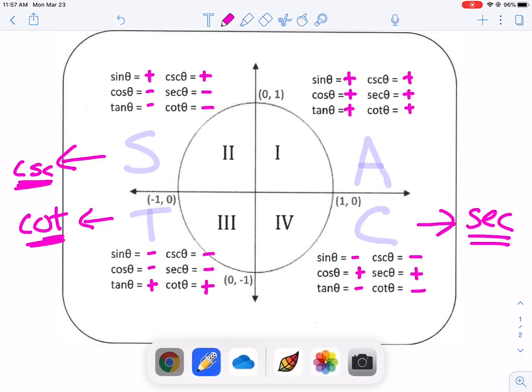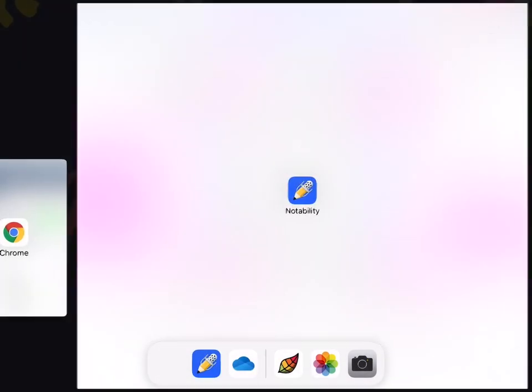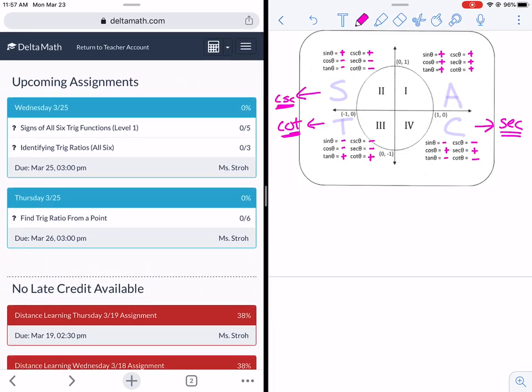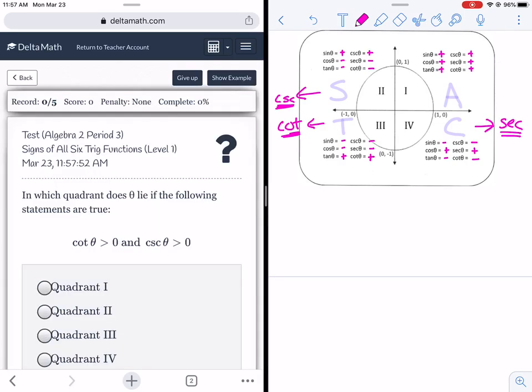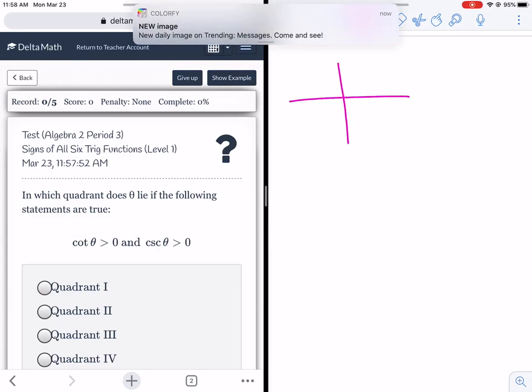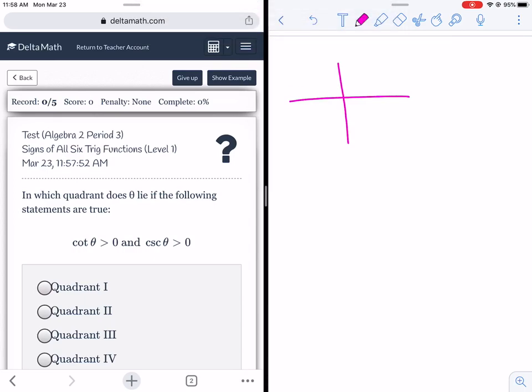Let's take a look at some Delta math questions so that we can practice these. So for today, Wednesday the 25th, you have two different things that you're going to do on this. So first is 5 questions of these signs of trig functions. These are going to look very similar to ones that we did when we just had sine, cosine, and tangent, except now they're going to give us some different functions.